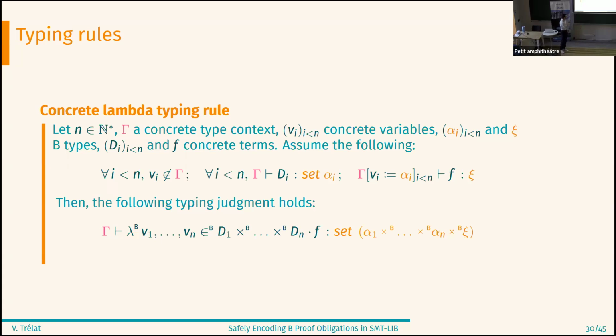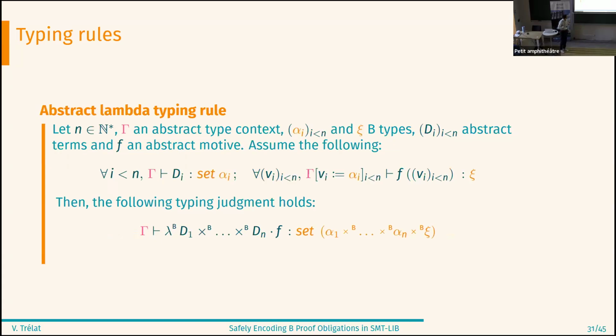Now for abstract lambda, it's really subtle. The conclusion almost doesn't change, the syntax only changes because we have no dependency on variables. The n here doesn't change. Gamma is now an abstract type context. We have this same family alpha i and psi of types, di of domains, and f is now an abstract motive, right? It's not just a term, it's a motive. Notice we have no dependency on any family of variables because we delegated it to B. So we don't have to explicitly require a family of variables.